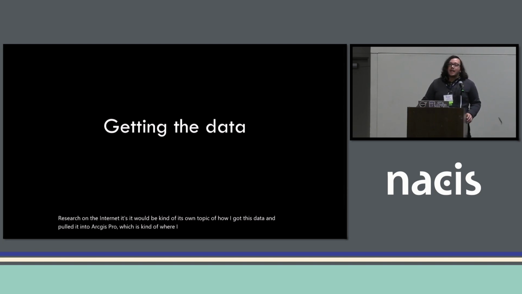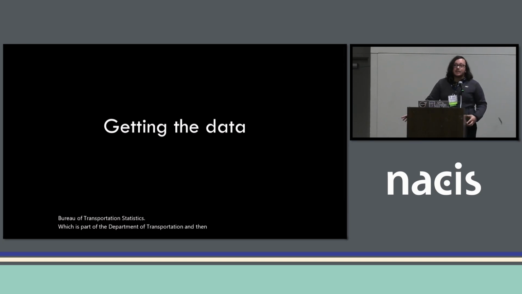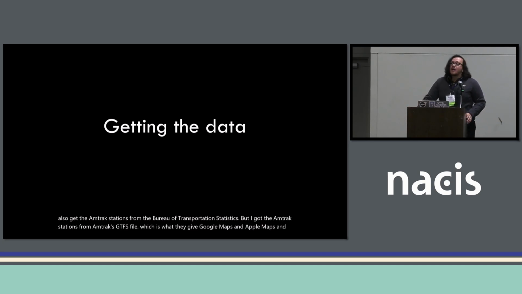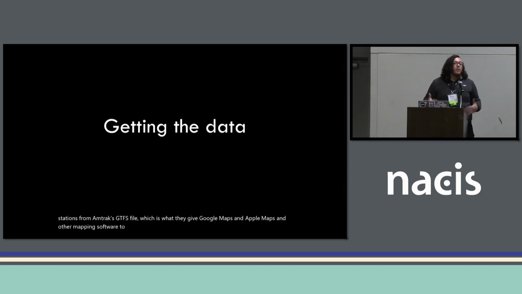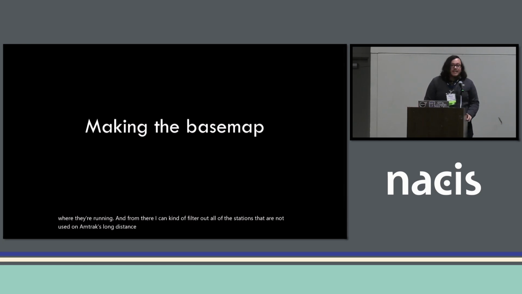I got the Amtrak routes from the Bureau of Transportation Statistics, which is part of the Department of Transportation. And then I got Amtrak stations. You can also get the Amtrak stations from the Bureau of Transportation Statistics. But I got the Amtrak stations from Amtrak's GTFS file, which is what they give Google Maps and Apple Maps and other mapping software to show map users when their trains are running and where they're running. And from there, I can kind of filter out all of the stations that are not used on Amtrak's long-distance network. So next is making the base map.